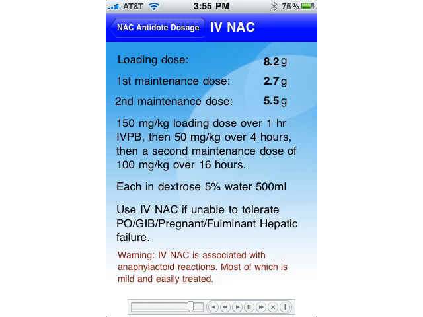The physician should use the IV NAC antidote if unable again to tolerate PO, if there's evidence of GI bleeding, there's evidence of pregnancy, or fulminant hepatic failure. Also, be aware that IV NAC is associated with anaphylactoid reactions, most of which are mild and easily treated.